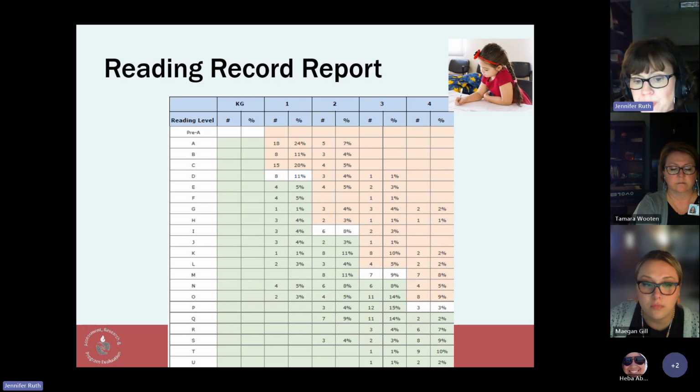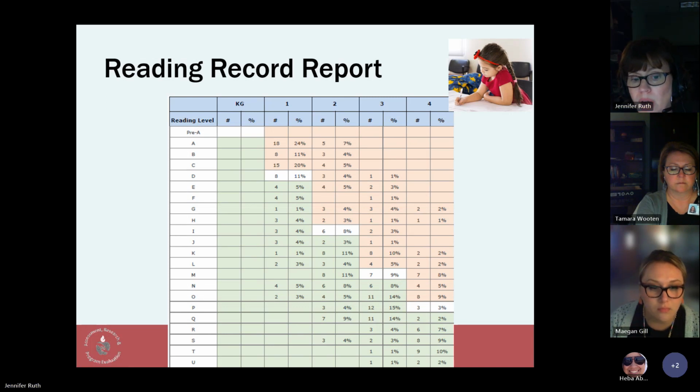So this report will show you for your grade level how many students you have at each level at the beginning of the year, so you know which students you need to monitor more closely and be able to track and make sure that they're making the progress they need to stay on grade level or to move closer to grade level.